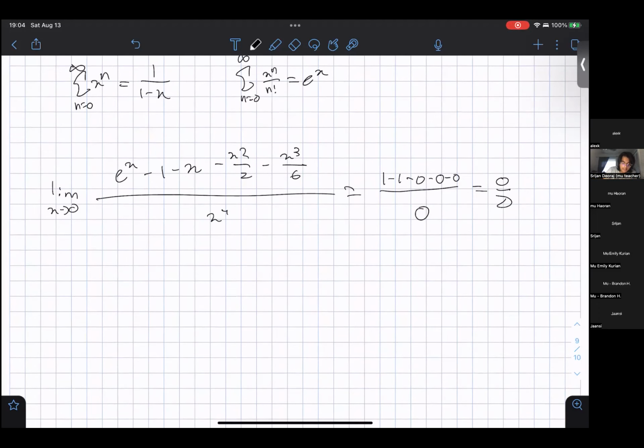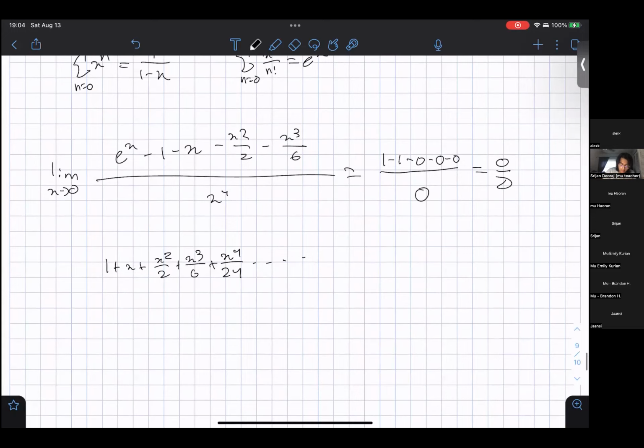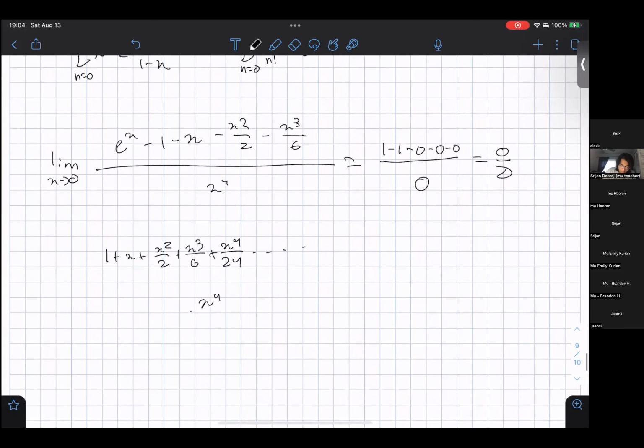The series for e to the x is 1 plus x plus x squared over 2 plus x to the 3 over 6 plus x to the 4 over 24, and so on, because 2 factorial is 2, 3 factorial is 6, 4 factorial is 24. If we subtract that from this on the top, we'll get x to the 4th over 24 plus x to the 5th over 5 factorial, and so on. On the bottom, all we have is x to the 4th.